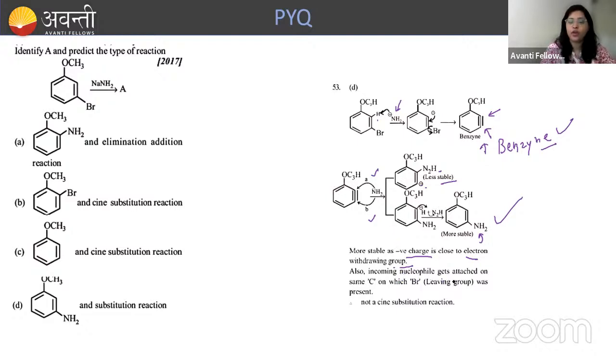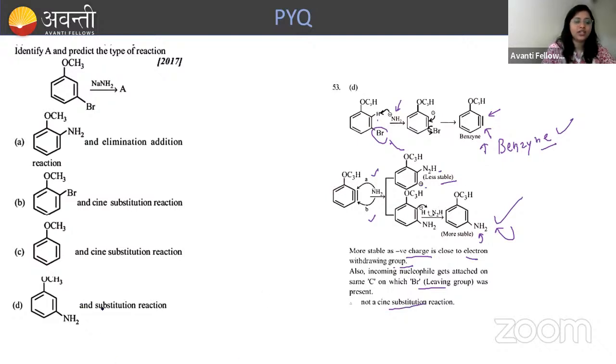Also, the incoming nucleophile gets attached on the same carbon on which the bromine leaving group was present. तो यहाँ पे जहां पे ब्रोमीन गया ना, वहीं पे हमारा नेक्स्ट न्यूक्लियोफाइल ऐड हो रहा है, ठीक है। और यहाँ पे जो हमारा निगेटिव चार्ज था वो विड्रॉइंग ग्रुप जो प्रेजेंट है हमारा, उसकी वजह से बैलेंस हो गया, ठीक है। सो दिस इज नॉट अ cine substitution reaction.